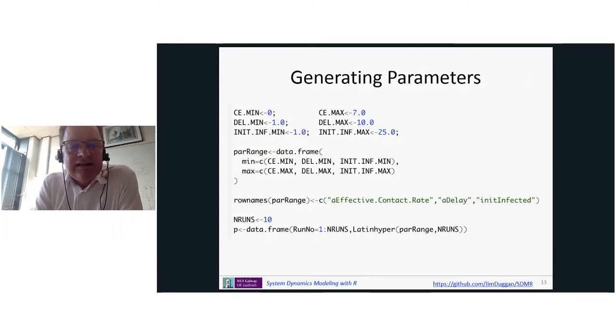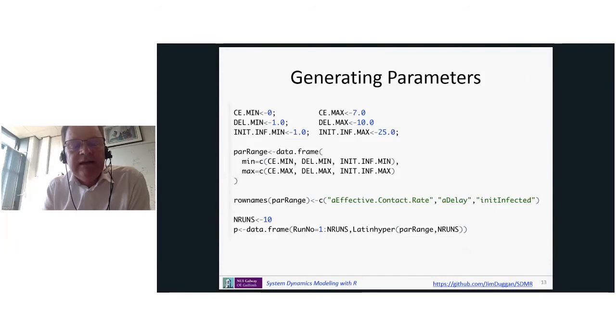Okay, so here is an example of writing some scripts for this. In using the FME package, all we need to do is identify how many parameters we want to vary and what the minimum and maximum value of each of those is.